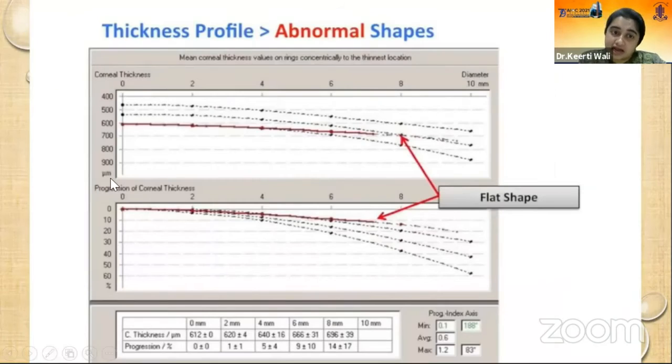Okay, this is a flat shape. This is also abnormal, and this kind of shape is seen in corneal edema secondary to any cause. And the average here will be very low, 0.6, less than 0.8.